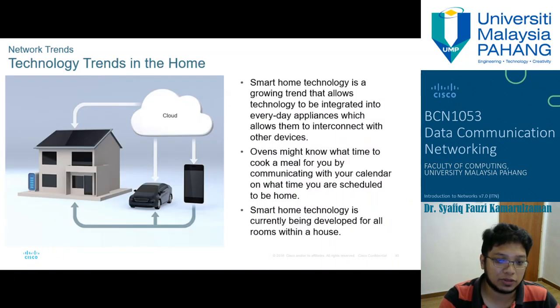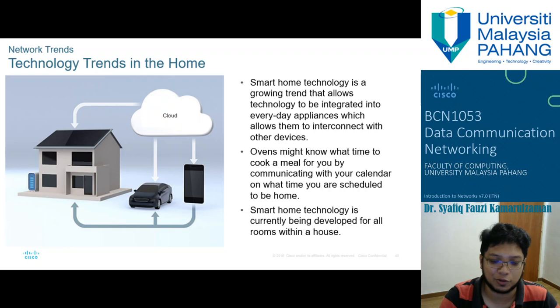And then when we talk about technology trends in the homes, usually these days we have what we call smart home technology, becoming a trend these days. So the oven might know what time to cook a meal for you by communicating with your calendar, or what time you are scheduled to be home. Even these days I heard that there are washing machines that can notify you when your clothes have been washed or dried.